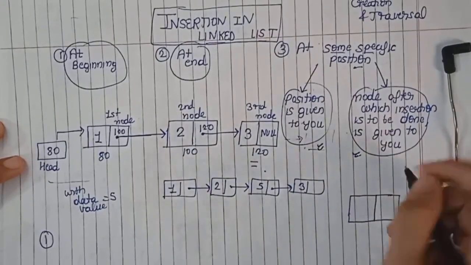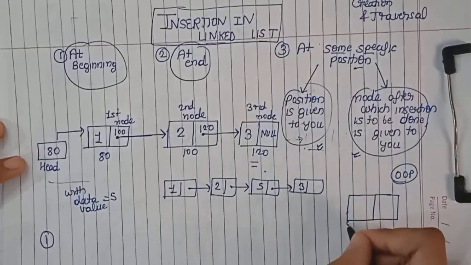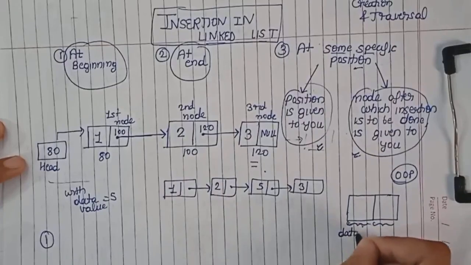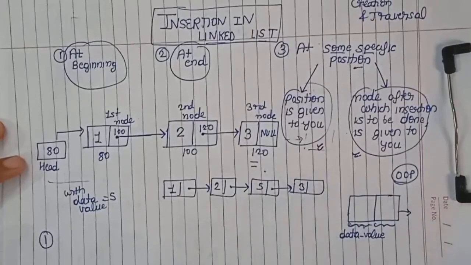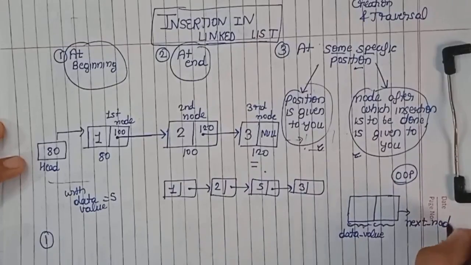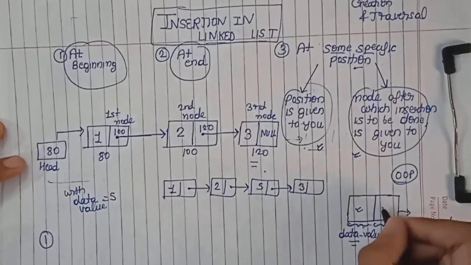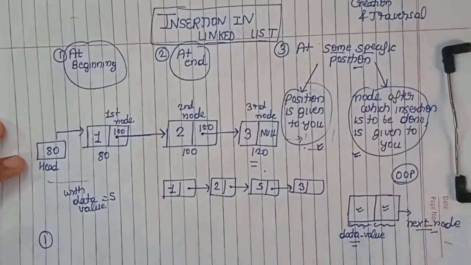With the help of object-oriented programming, we have created our node. The part of the node which stores the data was named data value, and the part of the node which stores the address of the next member was named next node. So this is the integer variable whose name is data value, and this is the pointer to store the address of the node, and the name of this pointer is next node. So let us start.